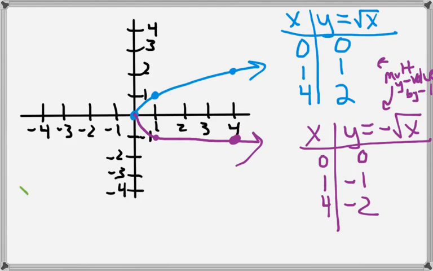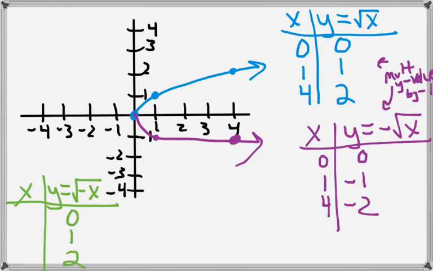Okay, now let's look at a reflection in the horizontal direction. Horizontal changes always occur inside the original part with x. X is our horizontal direction. So that means here we're going to have y equals square root of negative x. Now this time, nothing's happening on the outside. There's no change outside the radical. So that means the y values are actually going to stay the same here. We didn't have any vertical changes. So since we had no vertical changes, the y column is going to stay exactly the same as it was in our original, which is the blue one.